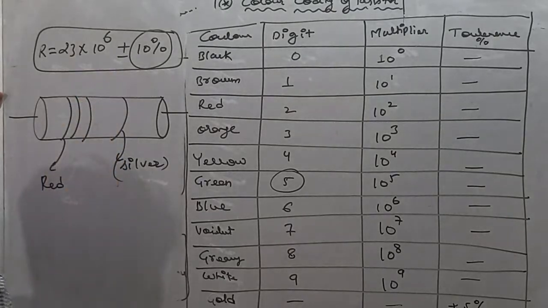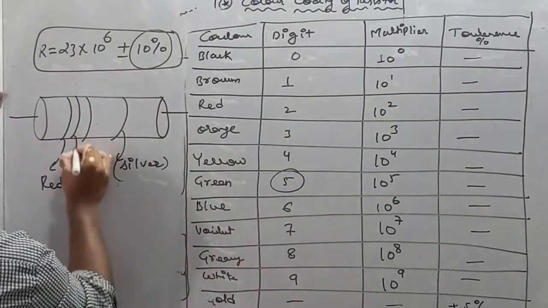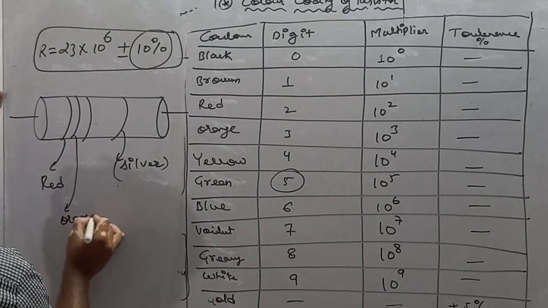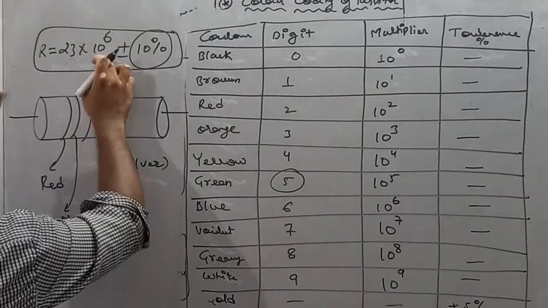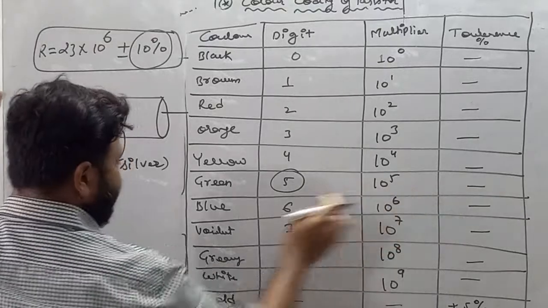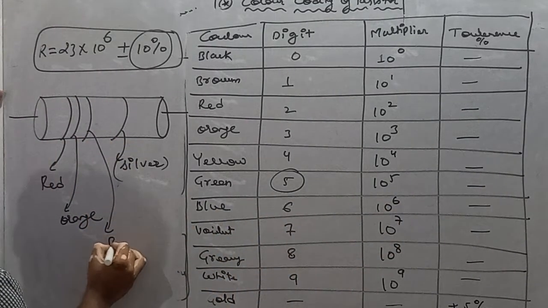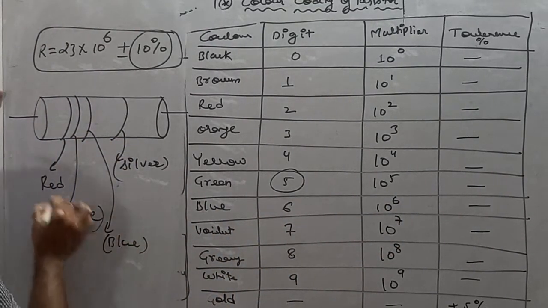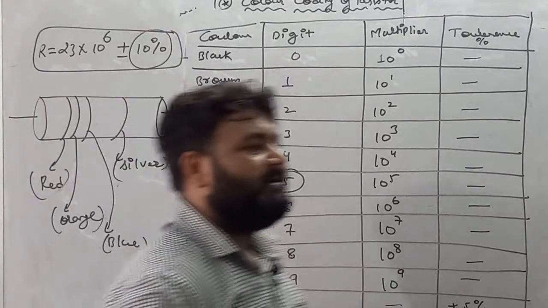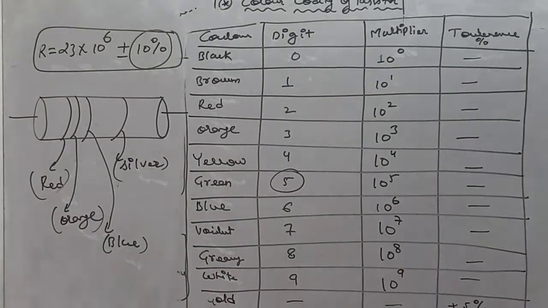Second is basically digit 2, so 3. So 3 must be orange, so it is orange. And third is multiplier, so 10 raised power 6. 10 raised power 6 is for blue, so third band is of blue color. So this is how we'll solve the value, we'll get the value of resistor with the help of color coding.